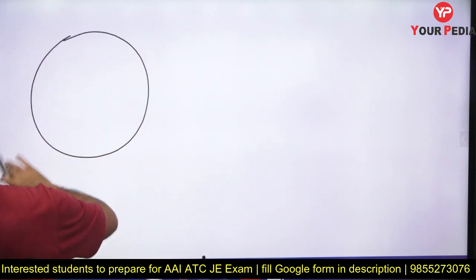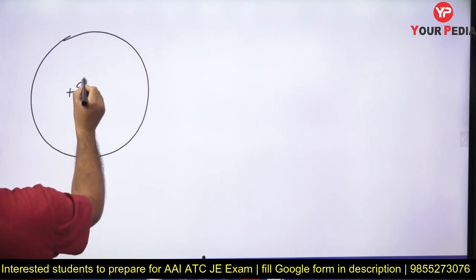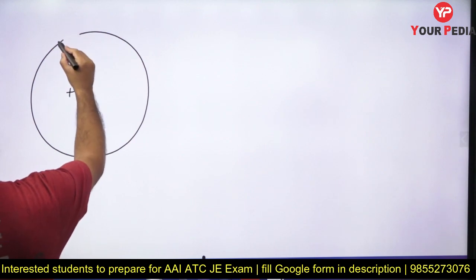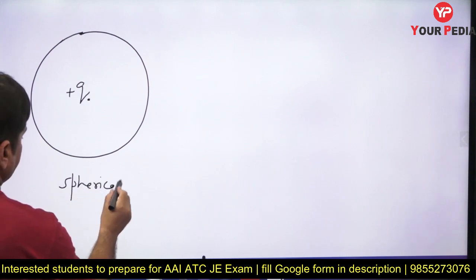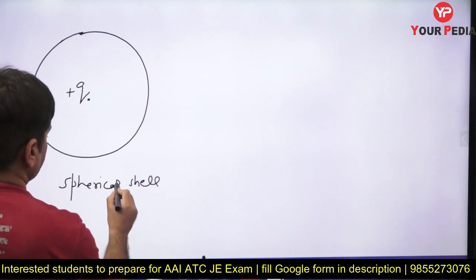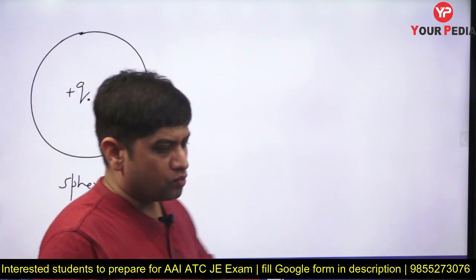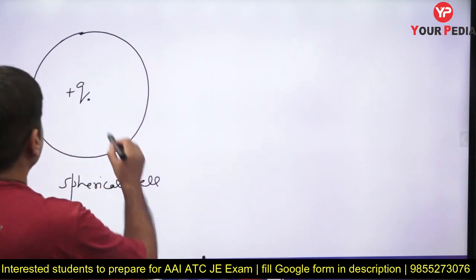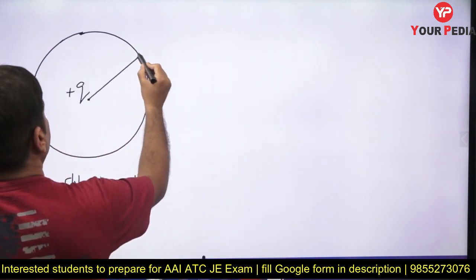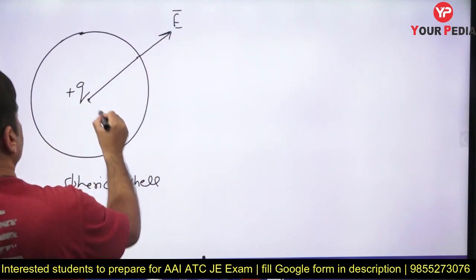Let me give you one closed loop and I have kept a charge Q, positive charge Q, inside this closed loop. So this I have given you closed spherical loop, let us say spherical shell or something. I want to know what will be the electric flux because of this charge. For symmetry, I assume that the charge is symmetrically located.